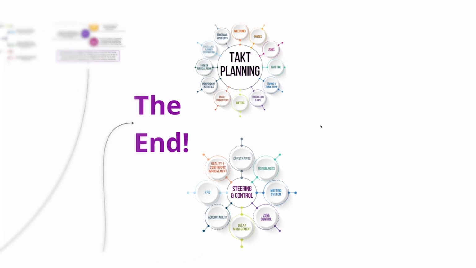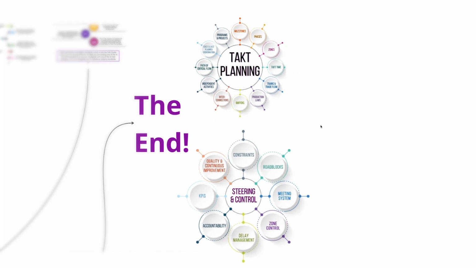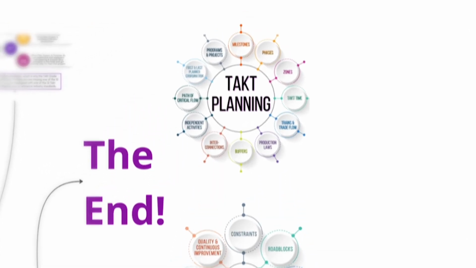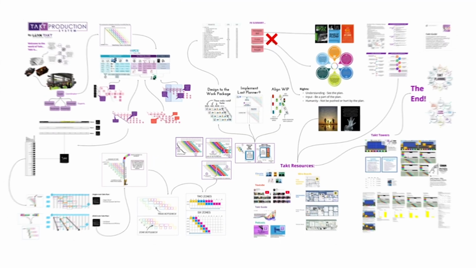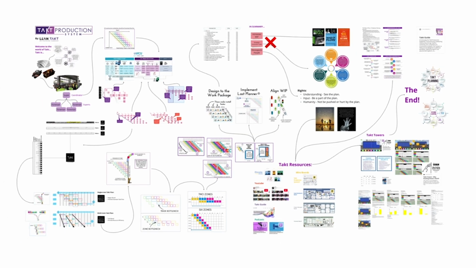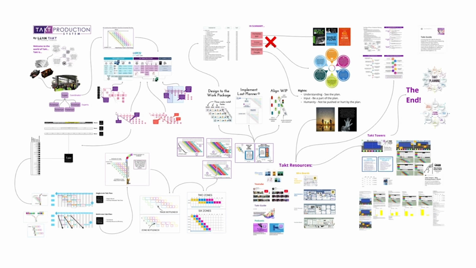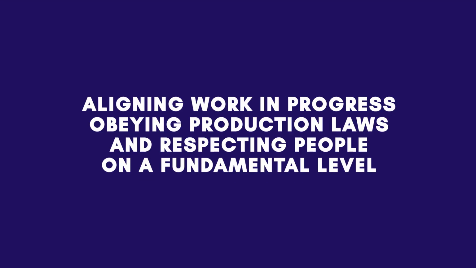Really what I want to say is that at the end of this is that the Takt Production System includes Takt Planning and Takt Steering and Control. So Takt Planning is where we really plan the project with flow. Takt Steering and Control is where we see problems and recover properly. And I hope this gives you a really nice overview of how the Takt Production System can help you specifically by aligning work in progress, obeying production laws, and respecting people on a fundamental level.